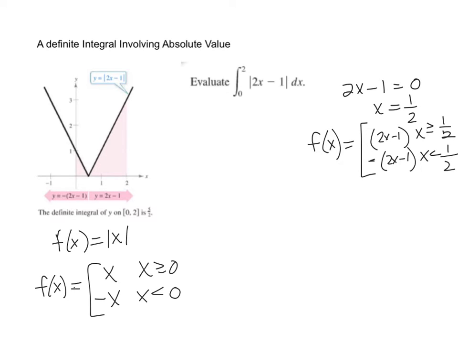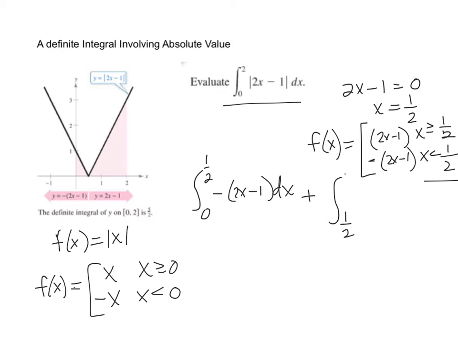So we're going to use that to integrate, and we're going to divide this up because we know it changes at 1/2. So we're going to divide this up 0 to 1/2. From 0 to 1/2, it is negative. So we would say the integral of negative (2x minus 1) dx, plus from 1/2 to 2, it's positive 2x minus 1 dx. Okay, and so what you're seeing is the negative 2x is a negative slope, this has a positive slope, so we're writing it that way.